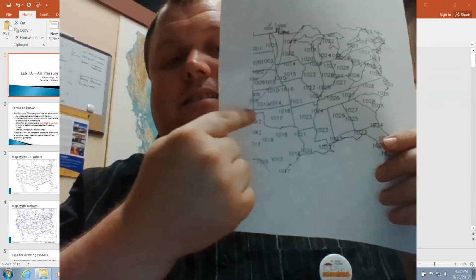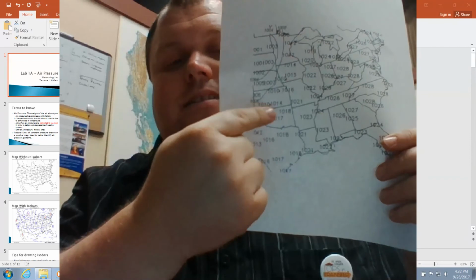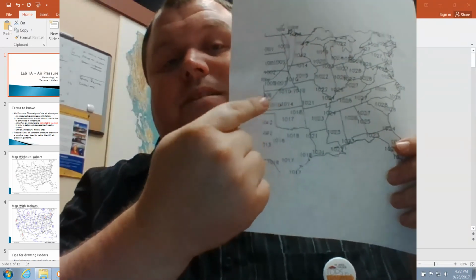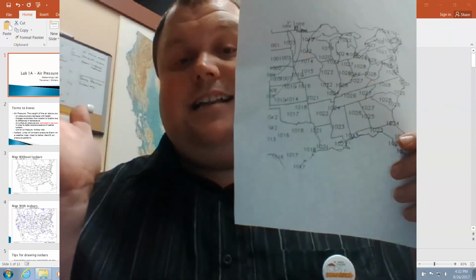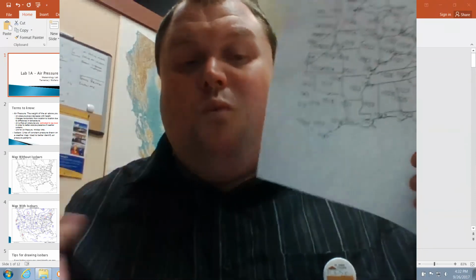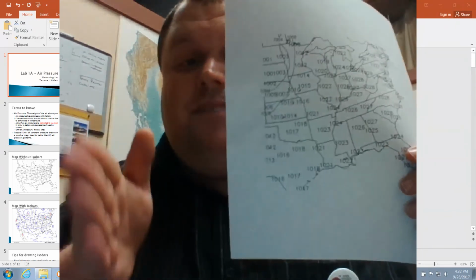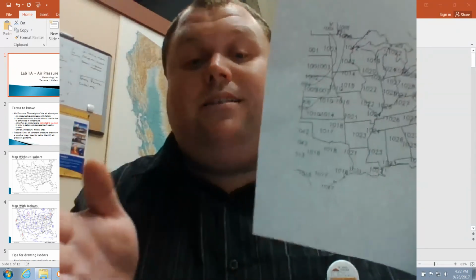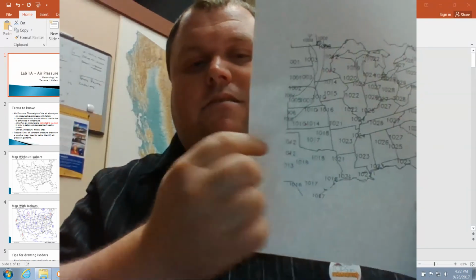In this case, 1010 and 1014, I would assume it's going to be right in the middle of that. Why? Because 1012 is right in the middle of 1010 and 1014. It's halfway between those two. So you would probably put it right in the middle, which is what I did.